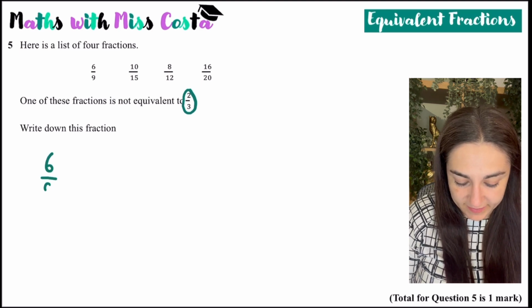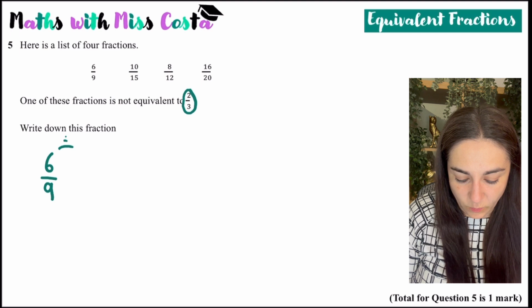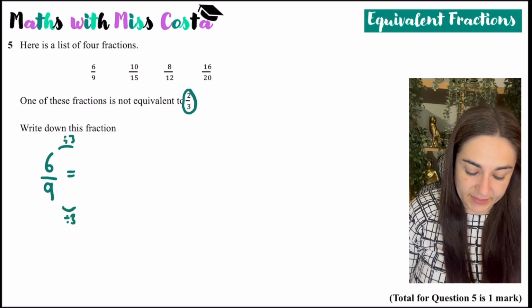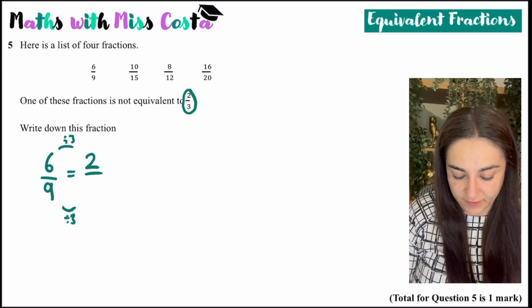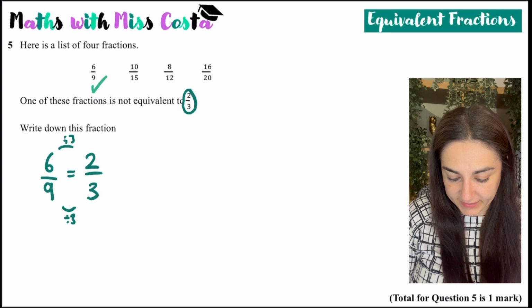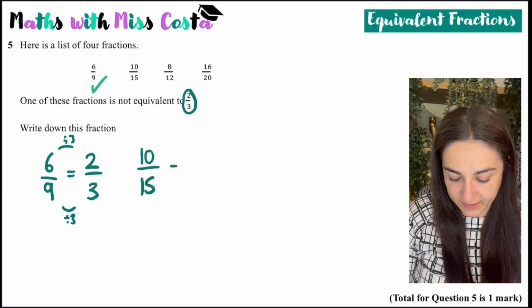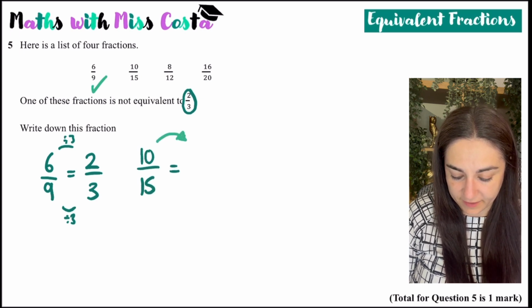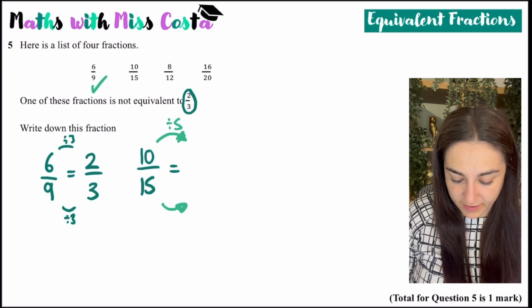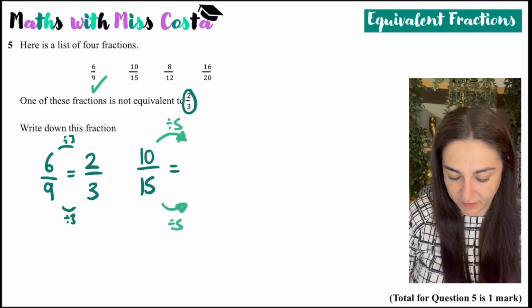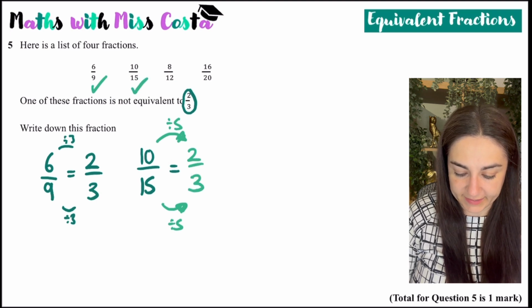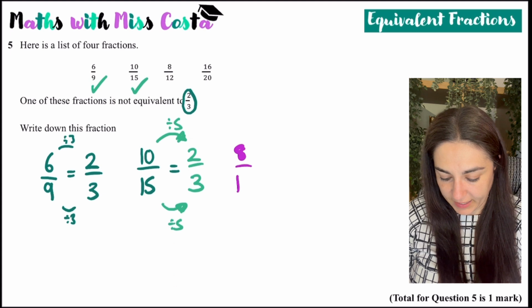So you've got 6/9, so what can I divide by? What's common to both 6 and 9? I can divide them both by 3. So 6 divided by 3 is 2, 9 divided by 3 is 3. So that actually is equivalent to 2/3. So let's try the next one. 10/15. Well, what can I divide 10 and 15 by? What's the highest common factor? They both divide by 5. So 10 divided by 5 is 2. 15 divided by 5 is 3. So that also works. Then let's have a go at 8/12.